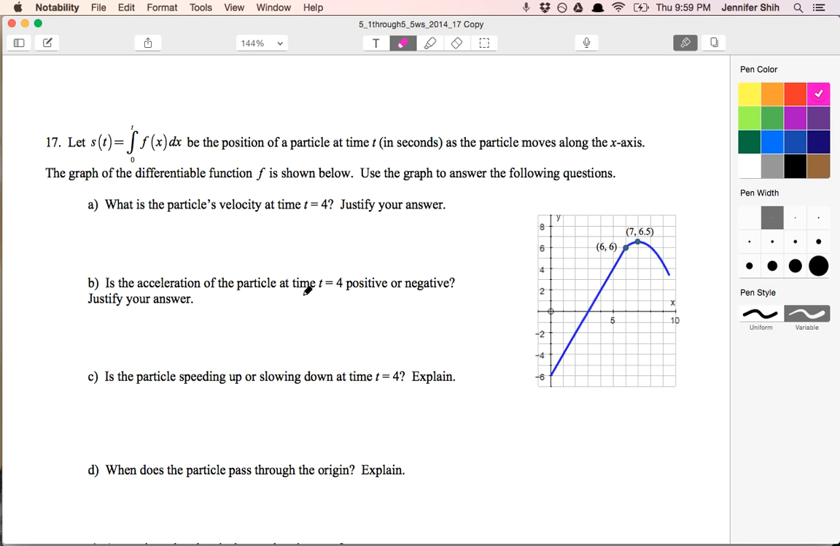All right, so this is from 5.4 part 2 or day 2, and this was number 17, but we're going to go over this problem together. It's a great problem to talk about 5.4 in our textbook.